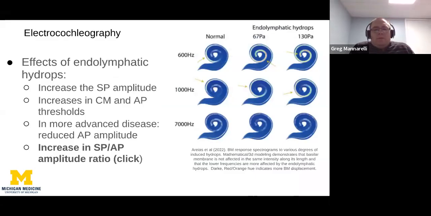So we know from studies, this is a recent study published, that increasing pressure within the cochlea and in the various scalae of the cochlea is going to have effects on your electrophysiological recordings, where you can see increases in the SP amplitude, and increases in the cochlear microphonic and AP thresholds. In more advanced cases, you start to see reductions in the AP amplitude. And then the major thing is, if you're looking at a click-induced stimulus, you're going to see increases in the SP to AP amplitude ratio.